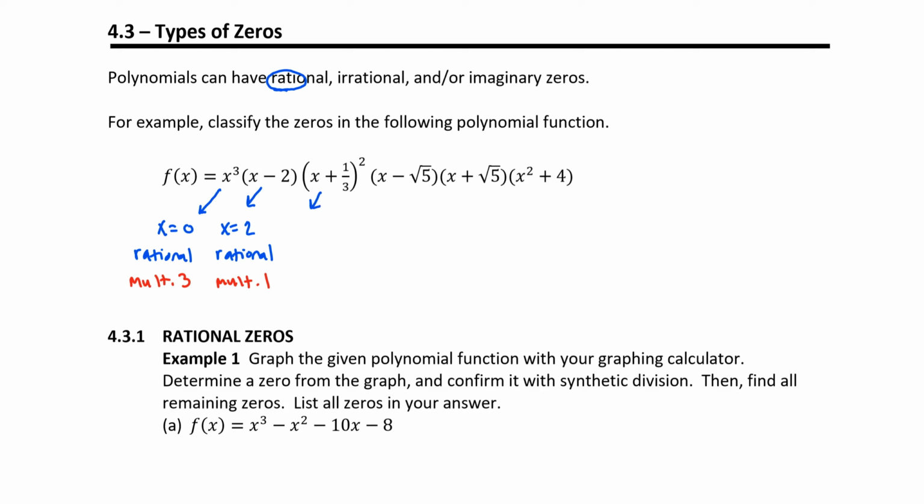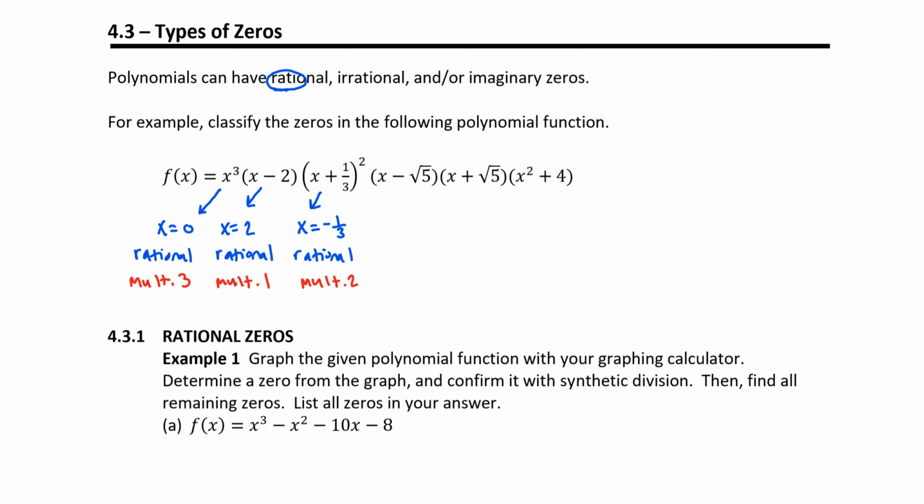Working on our next factor here, setting it equal to 0 and solving for x, we'd end up with the fraction negative 1/3. This is also a rational zero. Observing that that factor repeats twice, we know this particular zero has a multiplicity of 2.